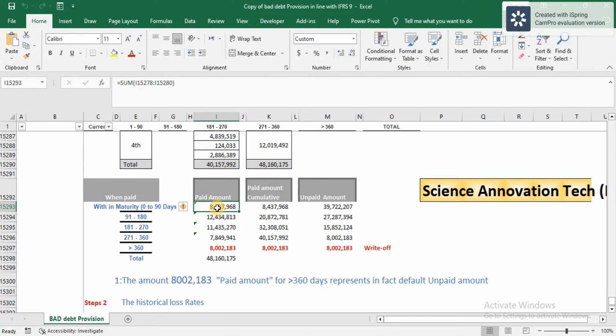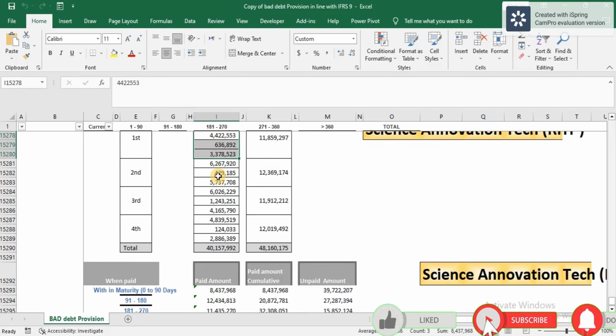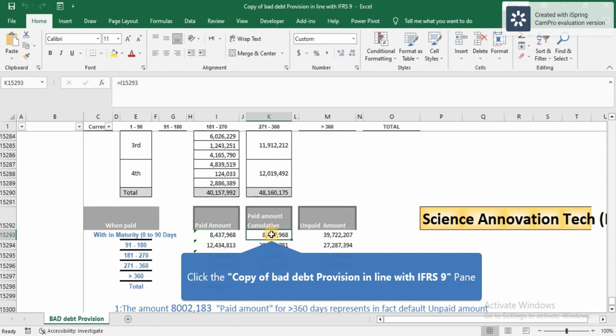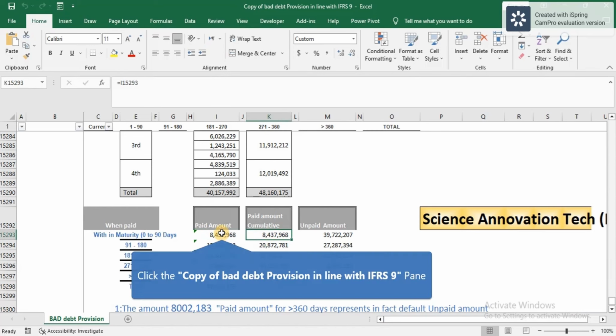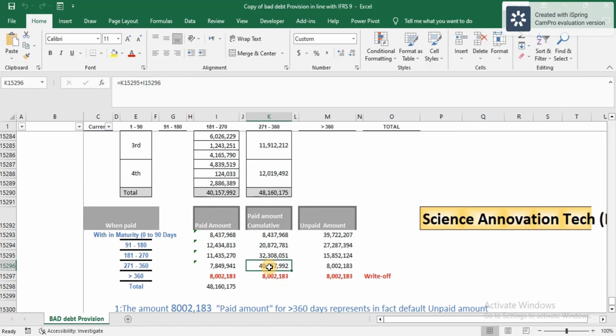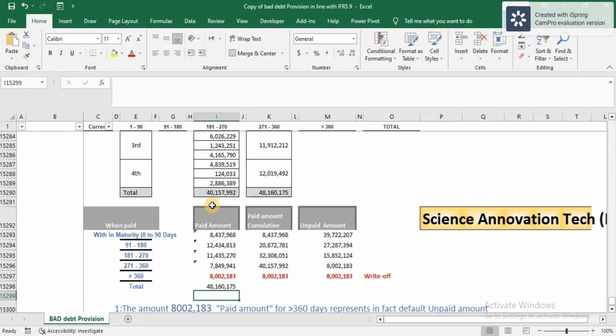In the past, from 0 to 90 days they collected 8 million in the first quarter like this one, and going on they are getting 12 million and 11 million and so on. These are the cumulative collections. If we add this to this, it will give us 20. So this is 40, and if we add it all, this becomes the total of our sales that they actually generate in the whole year.